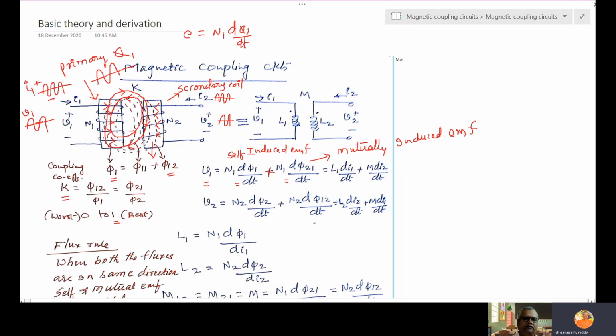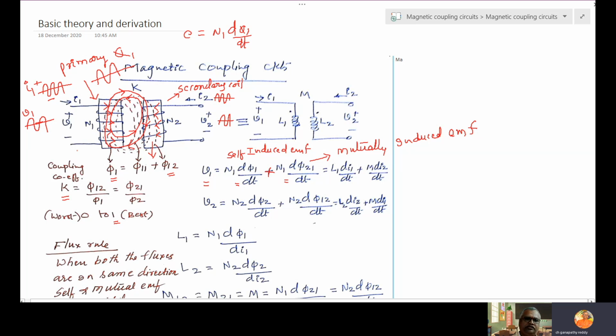Next, what is visible here? The winding directions of N1 and N2 are visible. Therefore, we can determine the flux directions using the right hand thumb rule. If the winding directions are not known, we can't determine the flux direction.